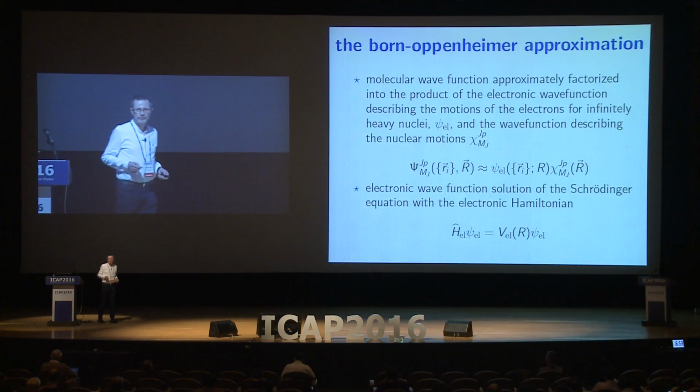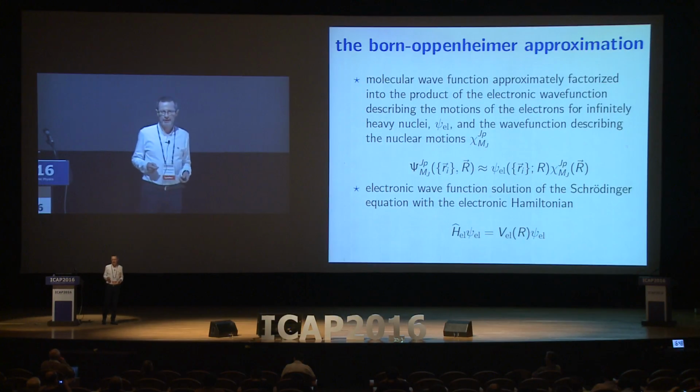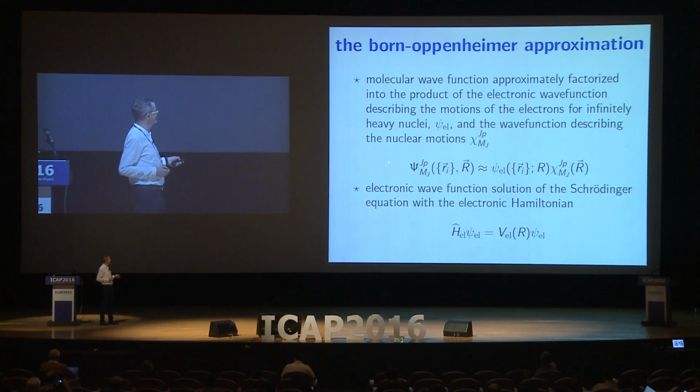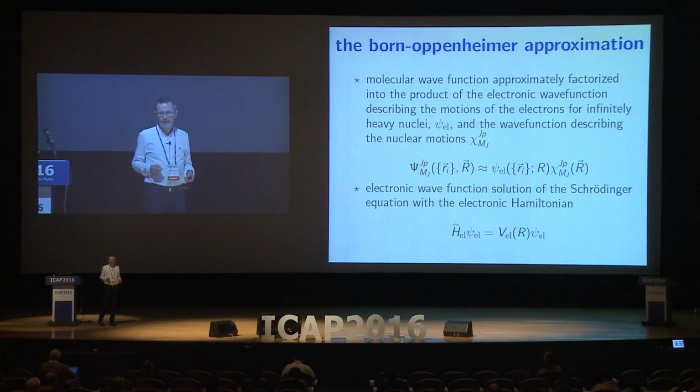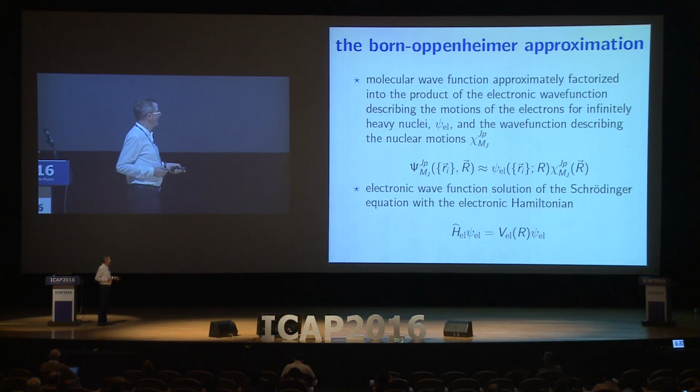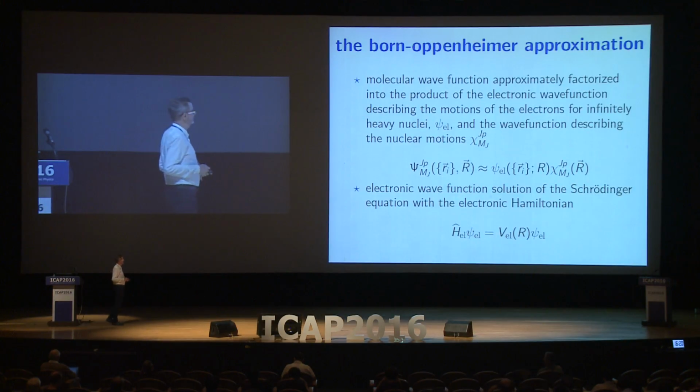So when we treat molecules, it is customary to introduce what is called the Born-Oppenheimer approximation. In this approximation, we just say that the total wave function of the molecule is factorized into the product of the electronic wave function times the wave function that describes the nuclear motions. Just look that this electronic wave function does depend only parametrically on the distance between atoms in the molecule.